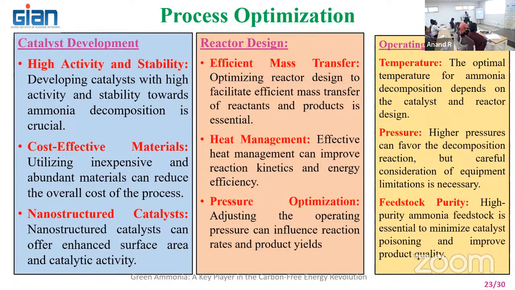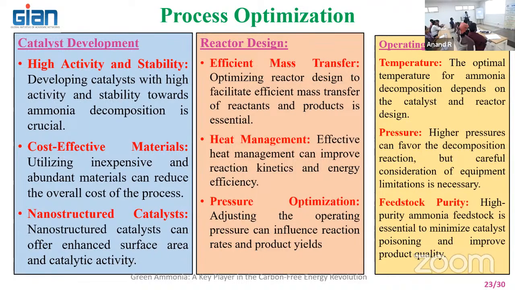So, what is it? Process optimization. Okay, we need to focus on the catalyst part, the reactor part, then operating conditions. Okay, catalyst development. You need to try ammonia along the catalyst. There are different methods available for absorbing, dissolving, decomposition, and recombination. You can try with different catalysts and find out a suitable catalyst which is going to produce the hydrogen and nitrogen with the minimum amount of energy.